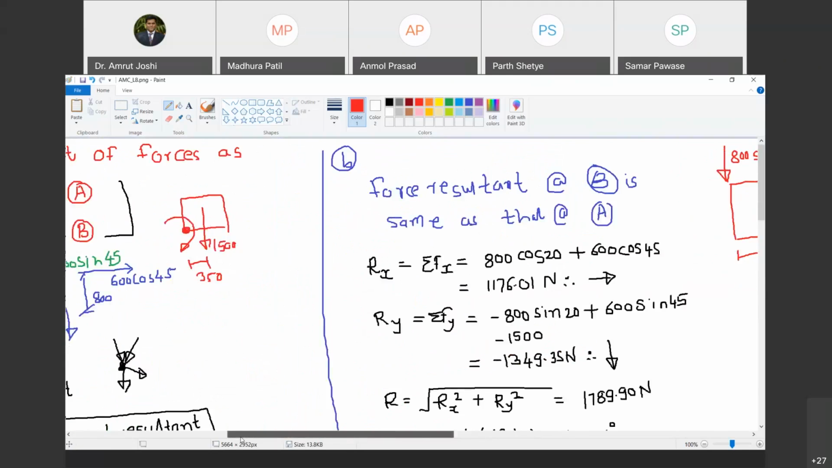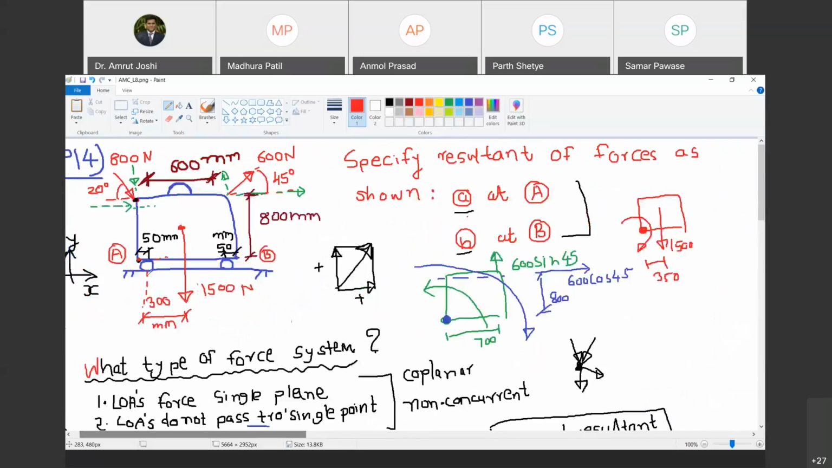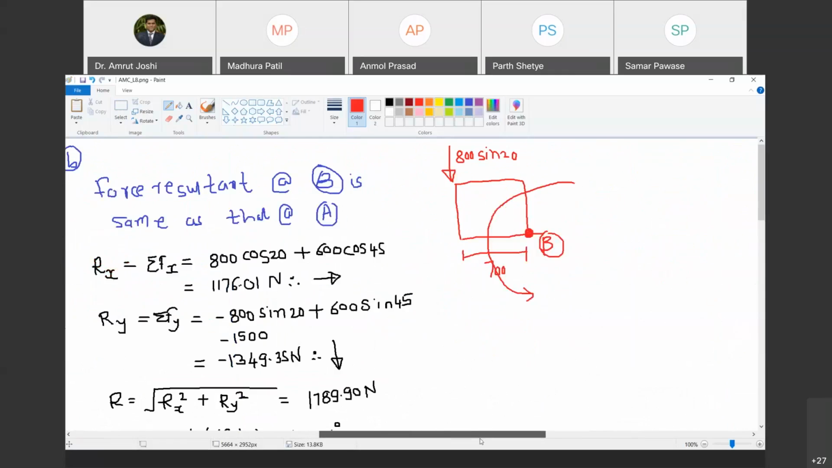Now what about its horizontal component? कैसे है horizontal component? 800 cos 20. And what is the distance of point B? Perpendicular distance of point B from 800 cos 20's line of action. It is 800. Do you agree with me? Yes, sir. So I will show that force here. Let us show it by different.